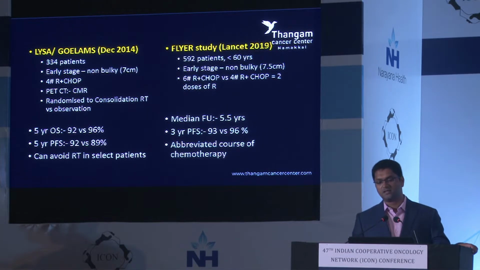The FLYER study, published in Lancet 2019, included 592 patients, less than 60 years of age. Early stage, non-bulky, with 7.5 centimeters as the cutoff. 6 cycles of R-CHOP versus 4 cycles of R-CHOP plus 2 doses of rituximab. Median follow-up of 5.5 years, 3-year PFS was similar in both groups. So an abbreviated chemo course can also be done in limited stage disease.